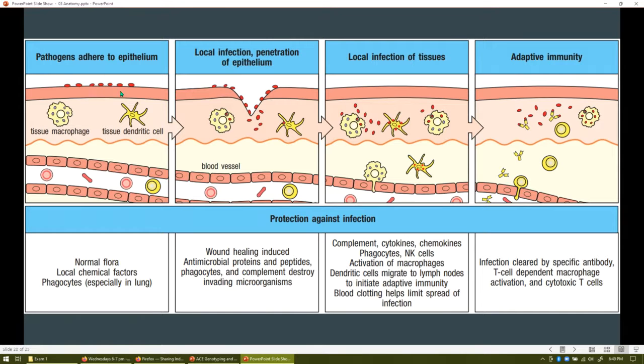Luckily, you have all of these skin dendritic cells and macrophages waiting to take up pathogens and present them to T cells with co-stimulators. And I can just read the against infection part down here. This is sort of a progression of a skin infection. I think it's from chapter 1.